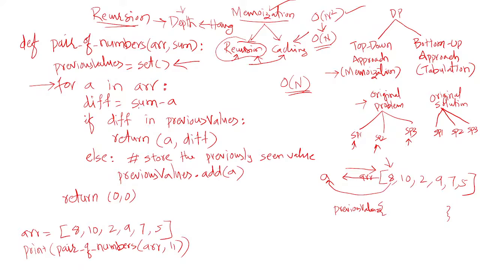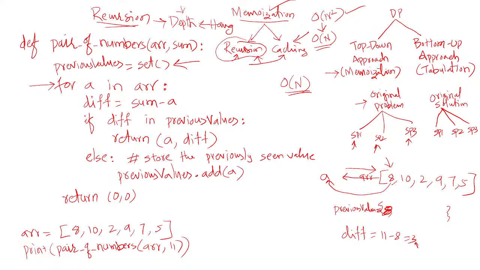Then you see here, difference is equal to sum minus a. So what is the difference value here? Difference is equal to sum, 11, minus 8, which is 3. Then it checks if 3 is in previous_values. It is empty, so not present, then it comes to else. Then it adds the first number to the set, because it is the previously seen value from our set. This previously seen value we need to add, not the difference, because the sum is a constant value, it never changes. So from our set we require a previously seen value.